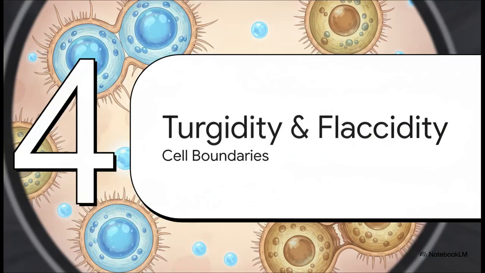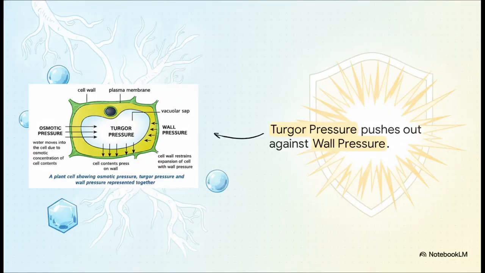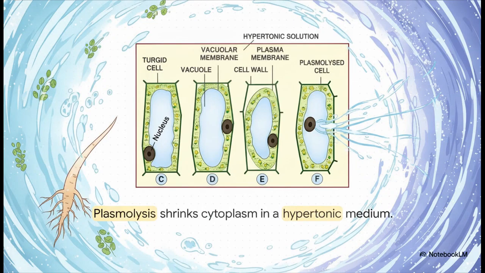Section 4. Turgidity, plasmolysis, and flaccidity. When endosmosis pushes a cell to its absolute physical limit, it becomes fully distended, or turgid. Turgidity happens when hydrostatic turgor pressure, which is exerted by the swelling vacuolar cell sap, pushes outward, but it doesn't burst. This outward push is perfectly and rigidly countered by an inward wall pressure from the cell wall itself, keeping the plant structurally intact. Conversely, if you drop that cell into a strong hypertonic solution, it rapidly loses water.